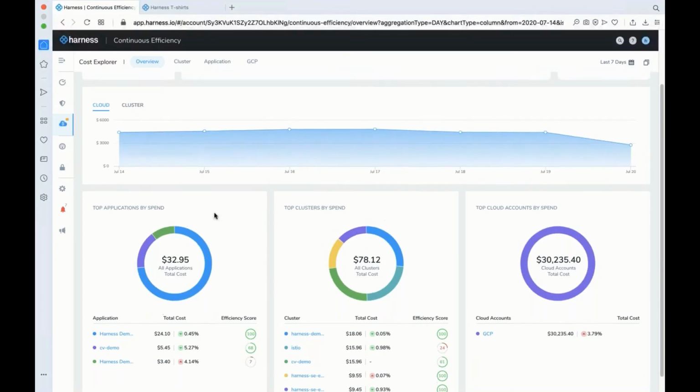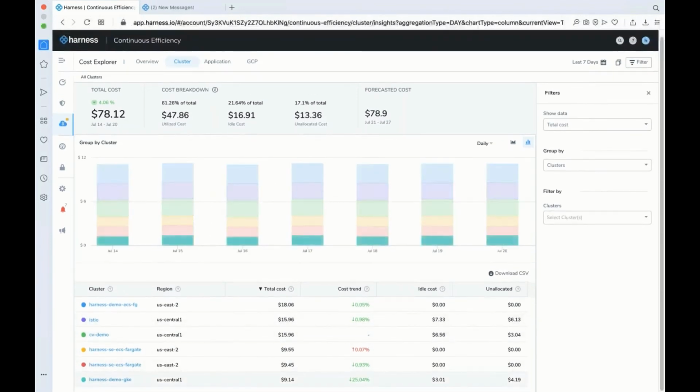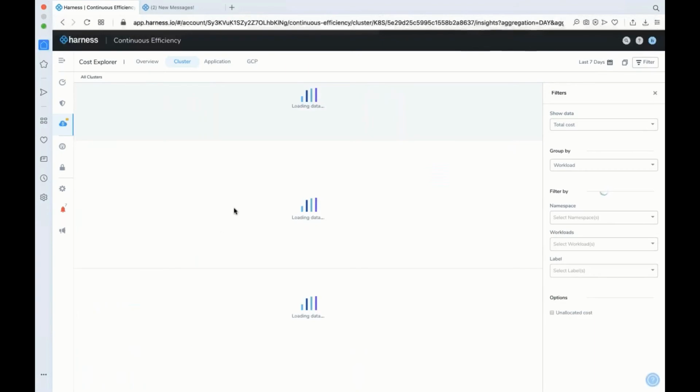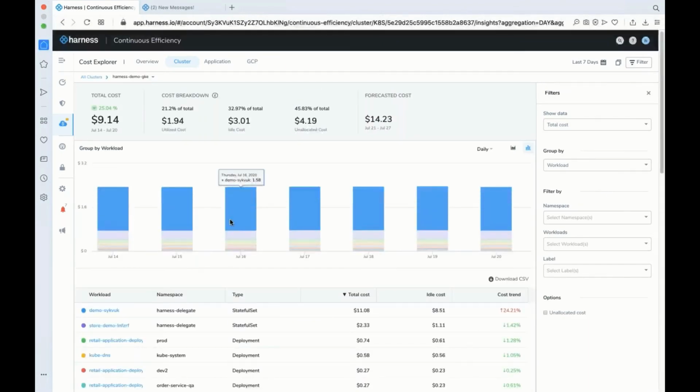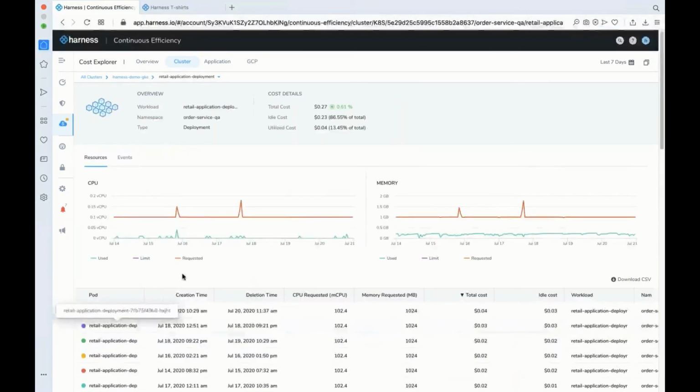If we take a look at one of the first dimensions we can look at, let's look at the cluster metrics. This is a very Kubernetes cluster or ECS cluster look. If we take a look at a certain workload, for example my Harness demo in Google Kubernetes Engine here, what is the actual cost of this particular workload or deployment? We can take a look at certain costs we have here in our deployment. What are the actuals here?